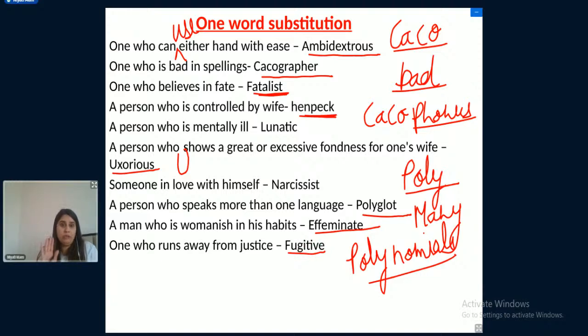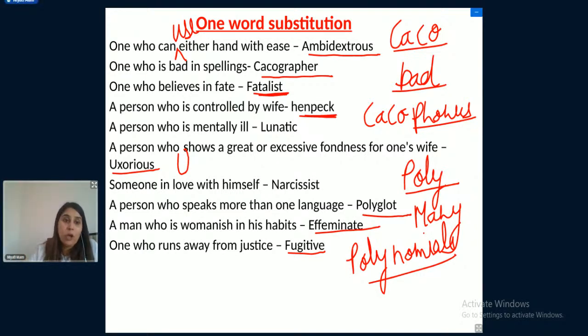So these are the words. Total 10 words. Ambidextrous, who can use both hands. Cacographer, doesn't know the spellings. Fatalist, believes in fate. Controlled by wife, henpecked. Who is mentally ill, lunatic. Fond of one's wife, uxorious. In love with himself, narcissist. Who speaks more than one language, polyglot. Who is womanish in his habits, effeminate. Who runs away from justice, fugitive. Right? So these are the 10 new words which we have learned today.